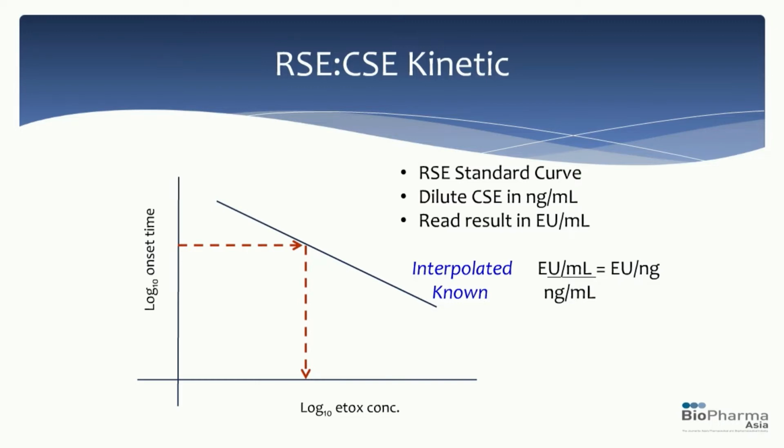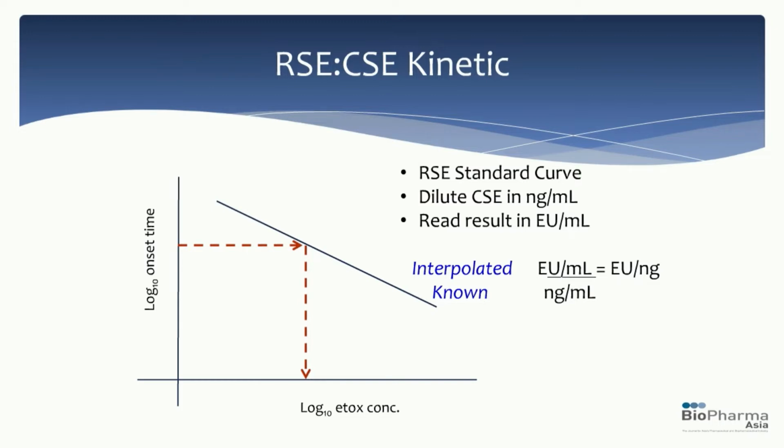Remember, all endotoxin stuff, all BET test results, are in EUs per milliliter. But we need to change that to EUs per nanogram. So we say, okay, here's our interpolated value in EUs per milliliter, and here's the corresponding known value in nanograms per milliliter of that same dilution. And then we come up with EUs per nanogram. And again, this becomes lysate lot dependent. So every time we change either the CSE or the lysate lot, we have to do the same thing.